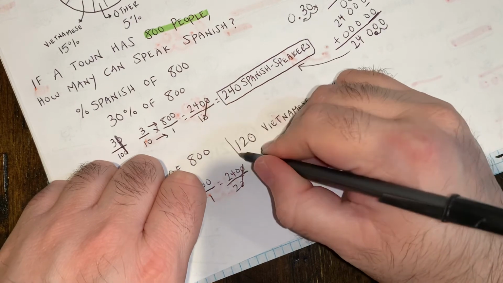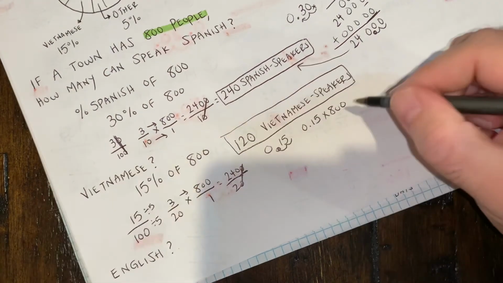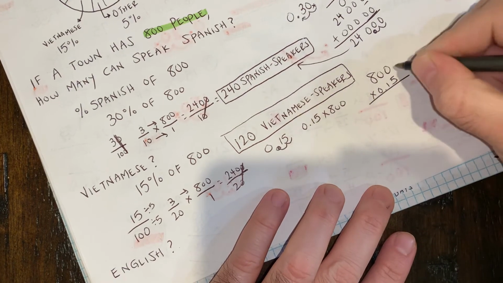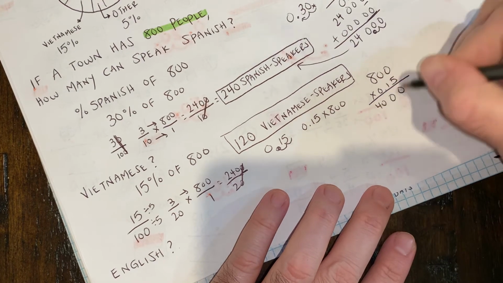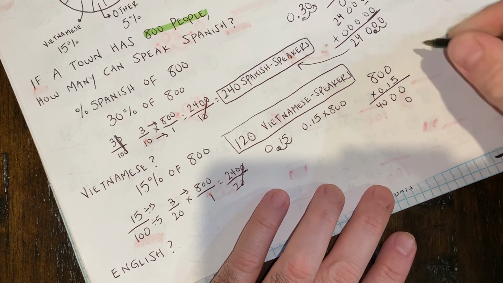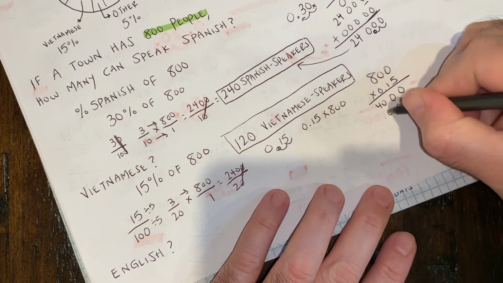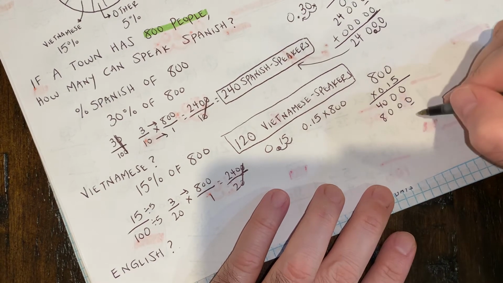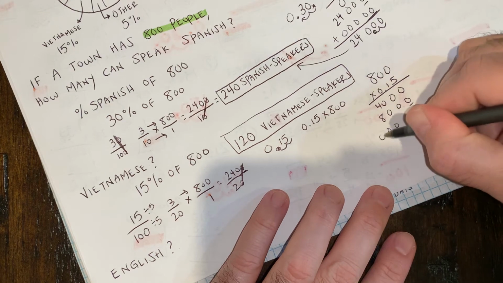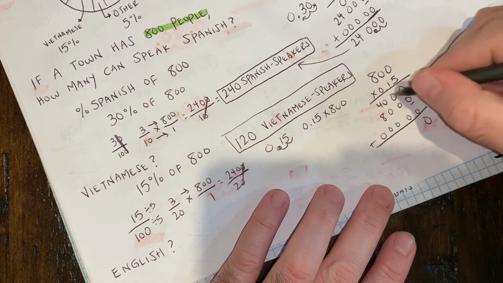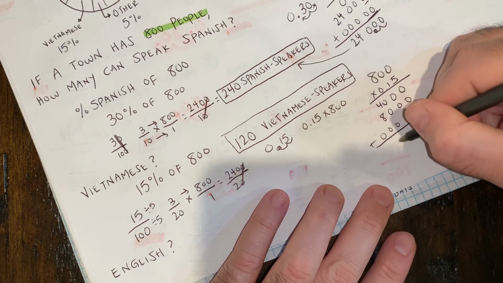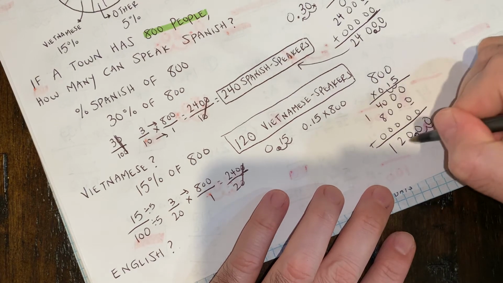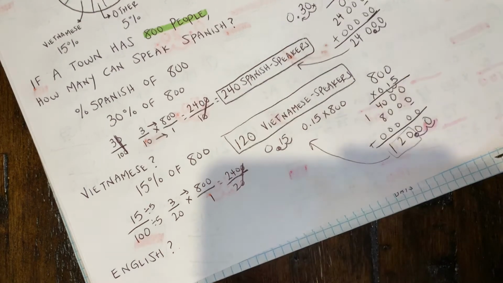And then if you like it as the decimal, you're just going to multiply. So you have 800 times 0.15. Placeholder, 008, and then two placeholders, 000. That's going to be 0, 0, 0, 12 carry the 1, 2 decimal places, and well, guess what? You still get 120 Vietnamese speakers.